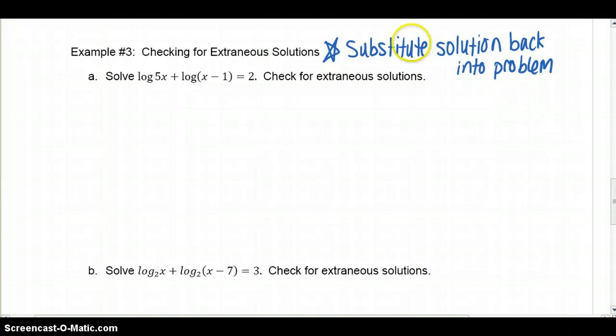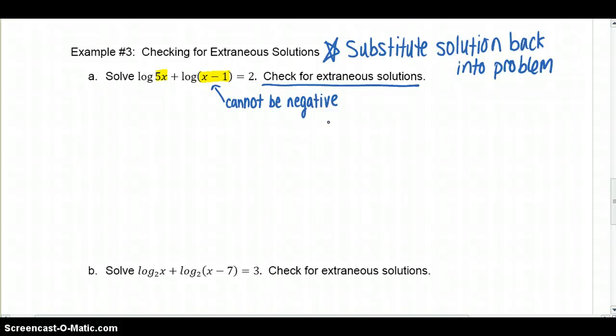Now, one thing that you do have to be aware of when we're checking for extraneous solutions is remember that this value inside the logarithm, technically it's known as the power, that value cannot be negative. Because if it was negative, it wouldn't work. It wouldn't be real. There's no way to get that to be negative. So if you ever get a solution that makes the number inside a logarithm negative, you know that it's going to be extraneous. So something to keep an eye out for.